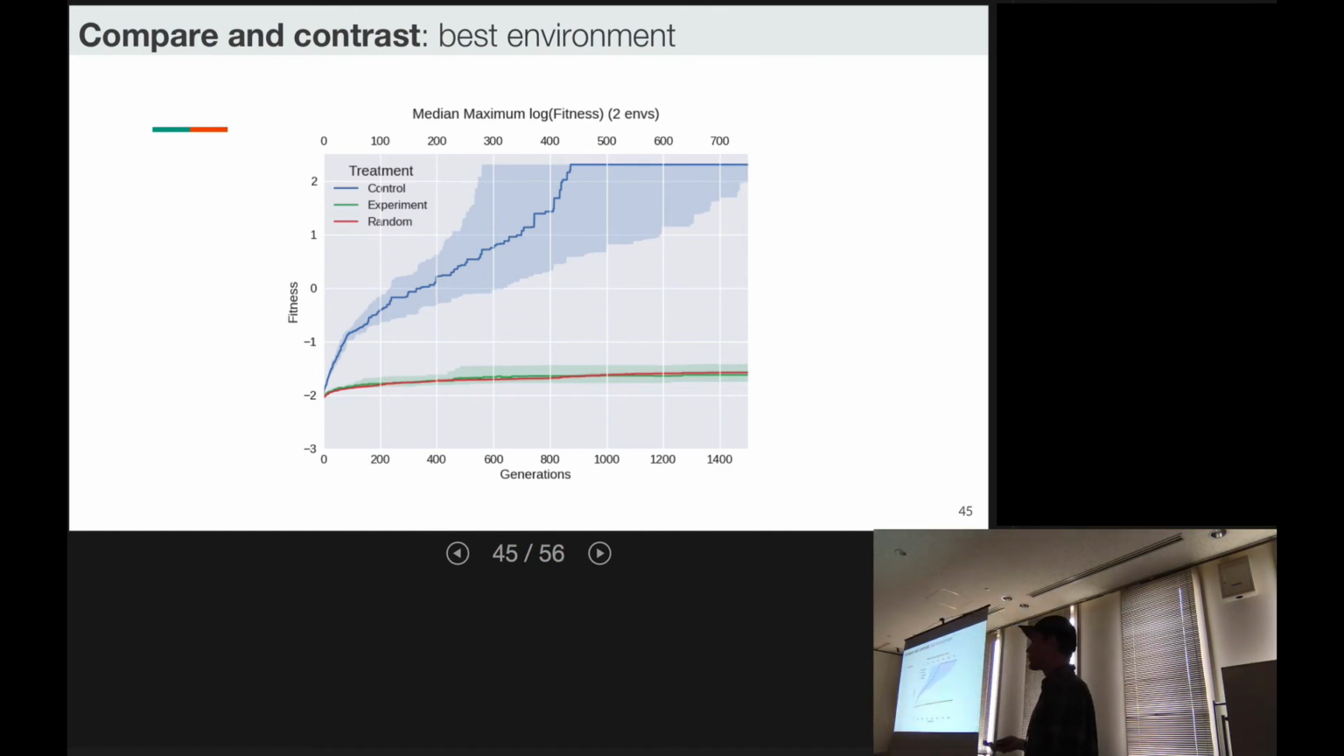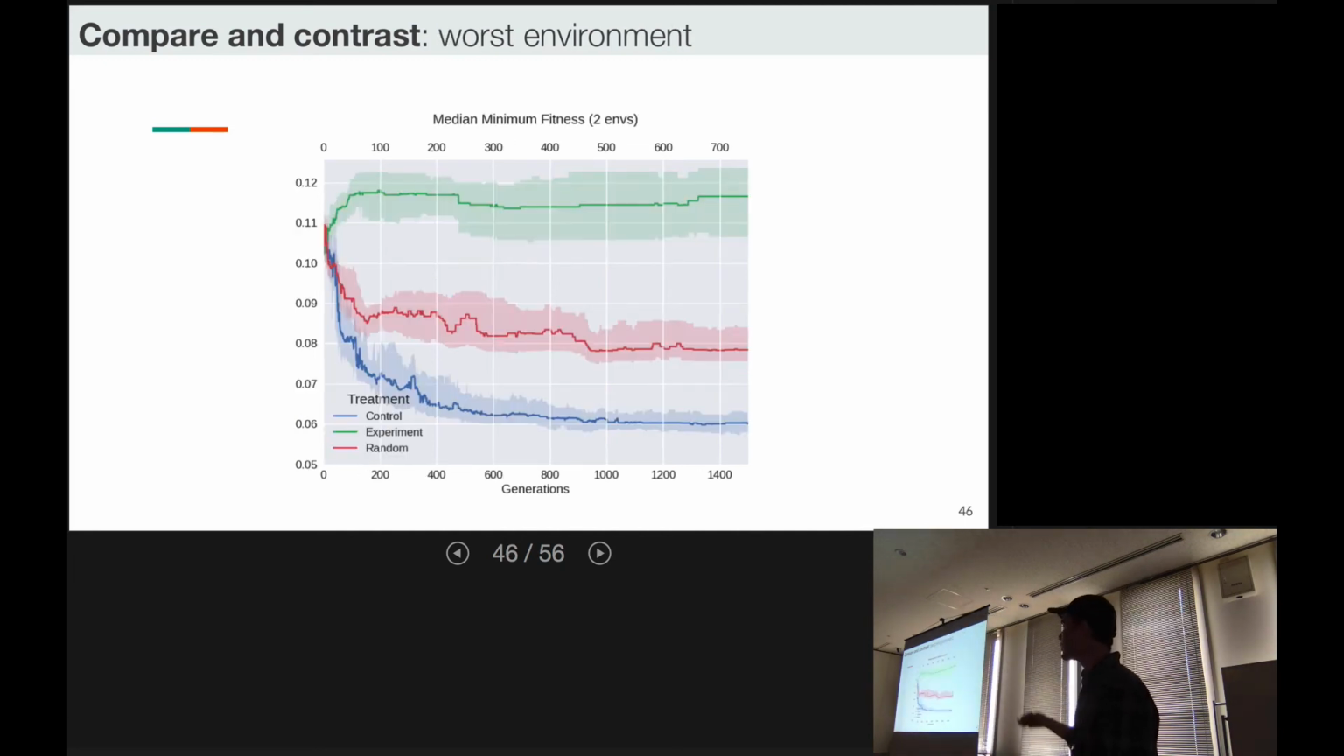So naively, we might think that the control here is massively outperforming the experimental treatment and the random treatment because it's obtained such a massive fitness. Although we do see some marginal improvements in experiment and random. But if we look at the worst environment, we see that problem that we saw earlier with the videos. We see catastrophic forgetting. We see a massive degradation in the control in its worst environment. So this is the median minimum fitness across those 30 evolutionary runs.